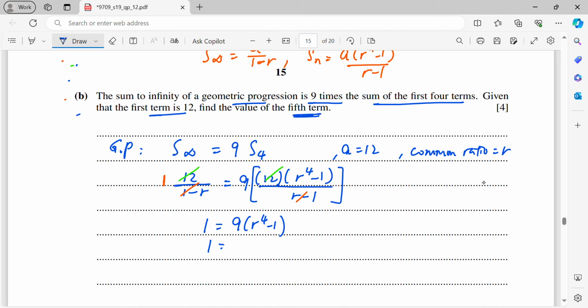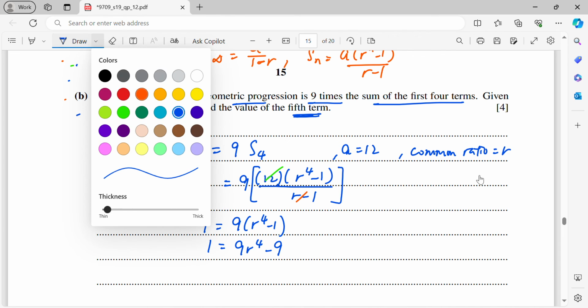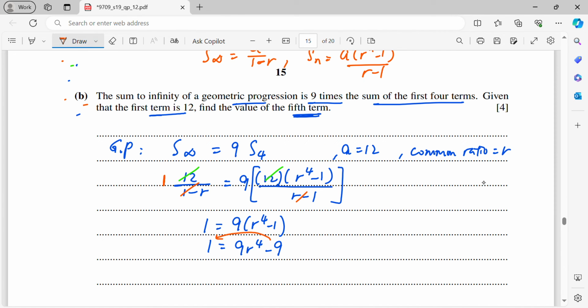So 1 equals 9r^4 minus 9. So then the minus 9 will be moved to the other side, becomes positive 9. So I'm getting 9r^4 is 10. Therefore, my r^4 is... Okay, let me check. Oh, sorry, I overlooked it. This is 1 minus r, this is r minus 1. So basically you cannot cancel like that, right? So I missed out.